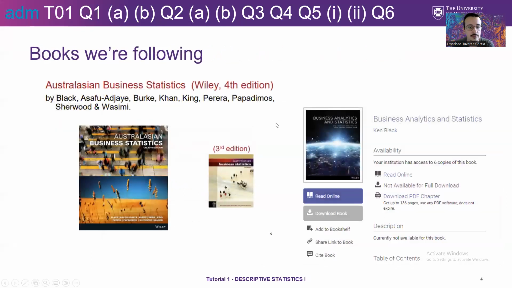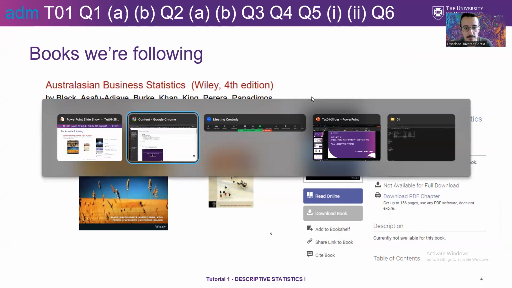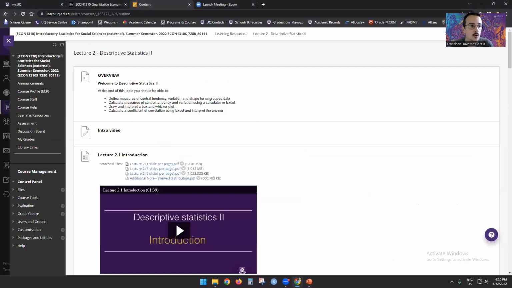We base ourselves in these books, which have a lot of authors. This semester is probably the last semester we're using Australasian Business Statistics, the 4th edition. Possibly next semester we'll move into this one, but it's the same authors, the same things, as you might have seen in some messages from Dominic talking about it.